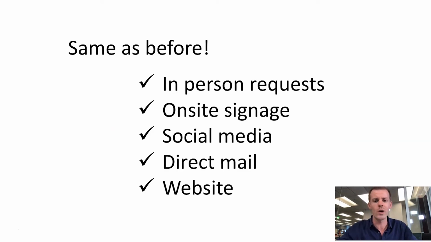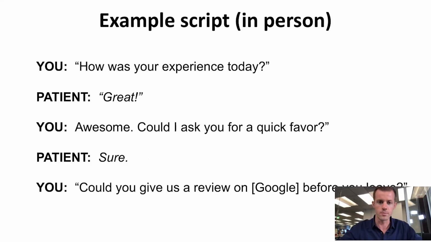How to do that? Same way as we just went over: in-person requests, on-site signage, social media, direct mail, website. Make it obvious, and those in-person requests can drive people to those other platforms. So it's mention, "Hey, can you submit us a review on Facebook? Check out our latest post," right? So everything drives people to those review platforms.